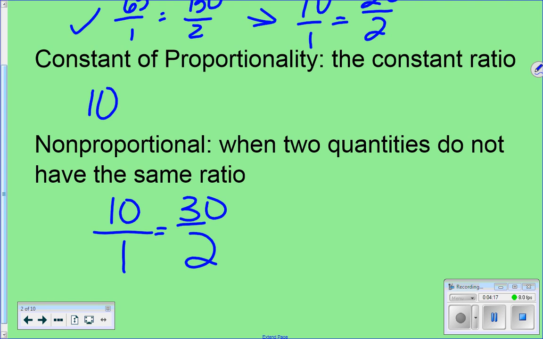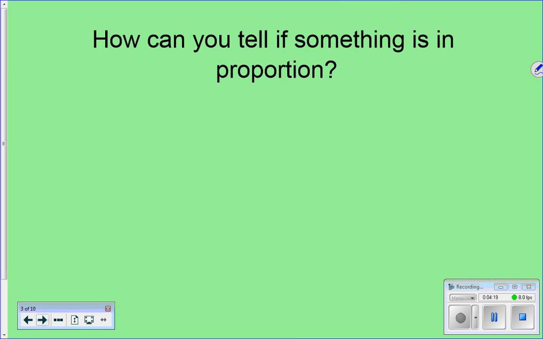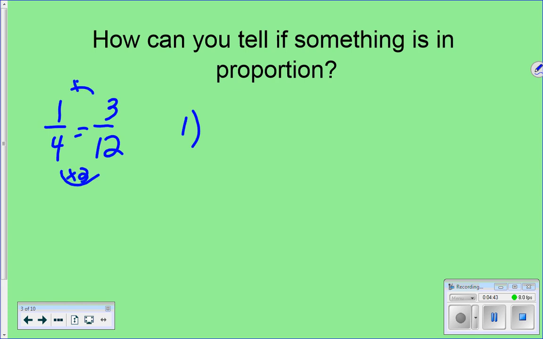Okay. So my next slide is this. How can I tell if something's in proportion? Does anybody have a guess of how I can tell? Are these 2 things in proportion? Yep. What's a way, let's say I didn't know, what's a way I can tell, John, if something's in proportion? Okay, so if I multiply this by 3 and this by 3, if I multiply by the same number, I can tell by multiplication.